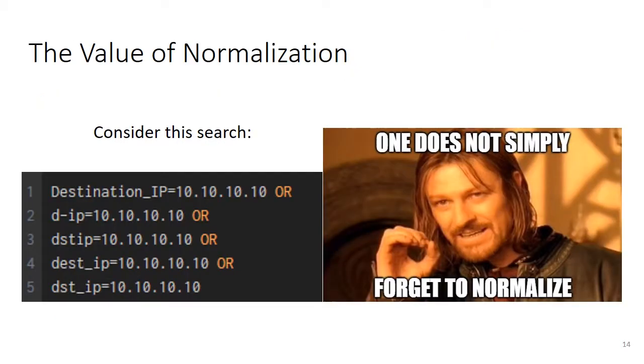After the data is gathered, it's time to normalize. But I wanted to start with an example that shows the value of normalization. So I want you to consider these destination IP fields. Some firewalls may call it destination underscore IP, some D-IP, and so on, as you can see here. Now imagine all the SPL needed to satisfy all of these field possibilities across dozens of searches against firewall logs. This would be a complete nightmare to manage.